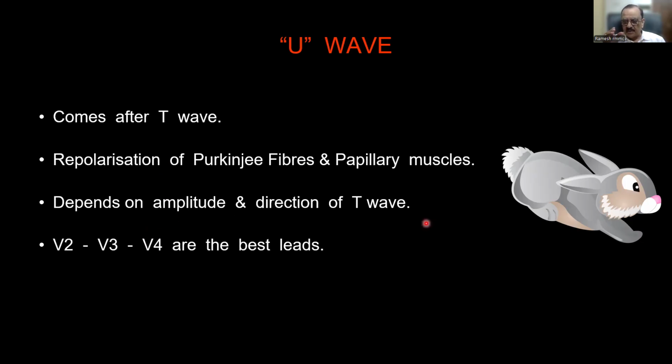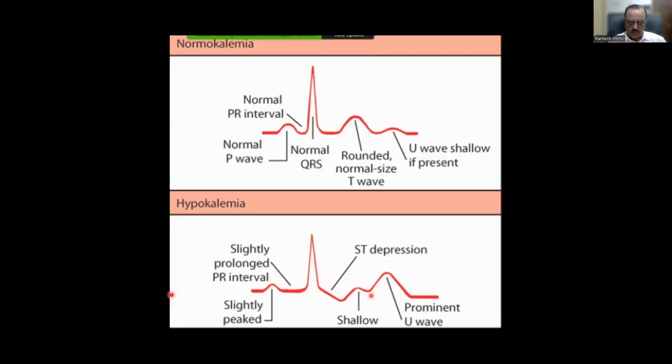If the T wave is upright, your U wave will also be upright. If your T wave is small, your U wave will also be small. If the T wave is big, the U wave also will be big. It goes with the T wave. The best leads are V2, V3 and V4. Look at the U wave. See, this is the T wave. After the T wave, before the next P wave, we will find a small positive wave that is called the U wave.